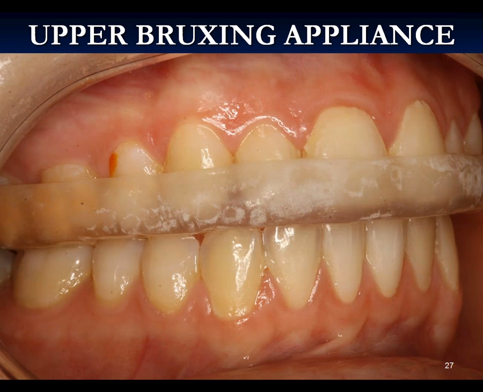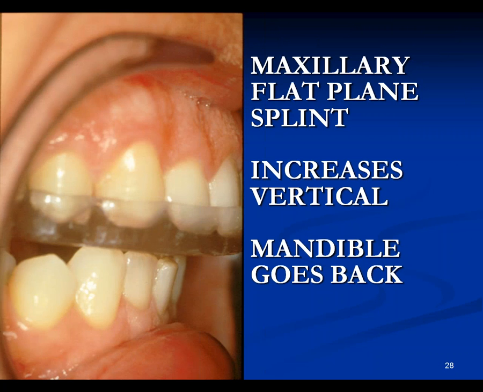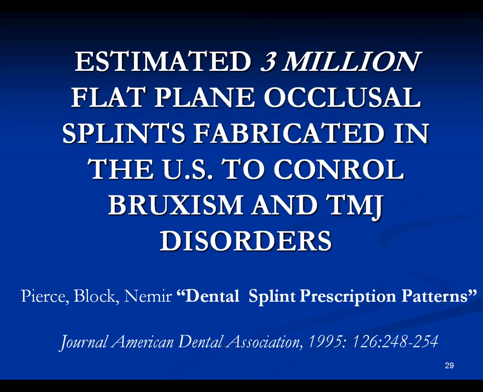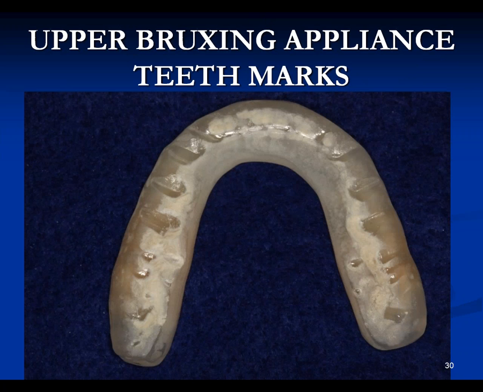Now, this is another patient who came to me from another dentist wearing an upper bruxing appliance. And, of course, as I showed you, the jaw usually goes back and makes it worse. And here's a case where they said in 1995 they made 3 million of these all across the United States. And do you really think it's stopping bruxing when the patient's making holes in the appliance? I mean, they're biting through. Look how hard that plastic is, and look at those marks. I mean, that patient is just grinding that thing all night.